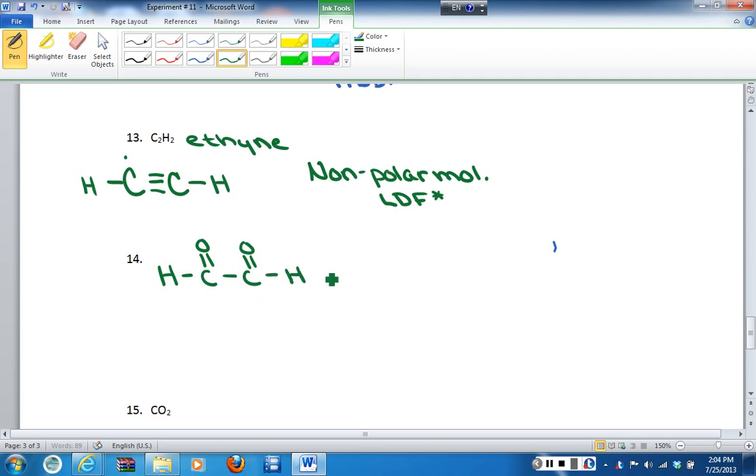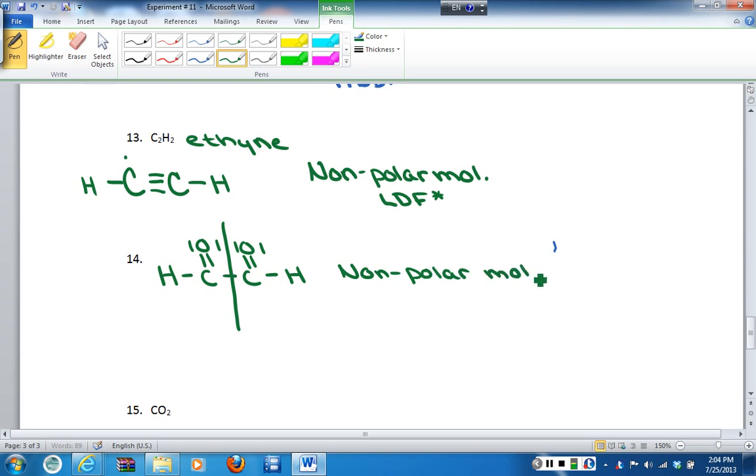If we look at this molecule, we have to determine the polarity in order to determine which intermolecular forces are present. And in this molecule, because there is what's known as a mirror plane, or a plane of symmetry, we have a non-polar molecule.